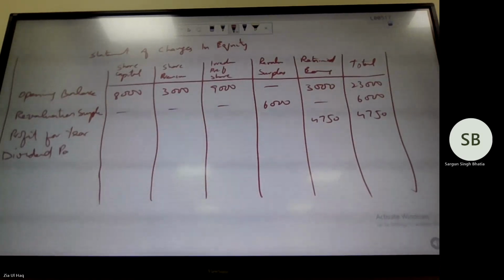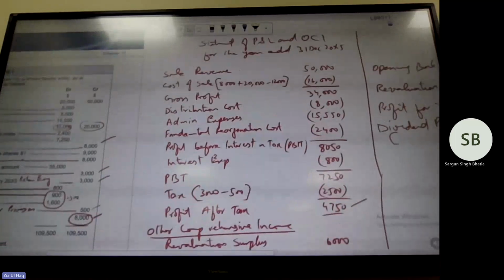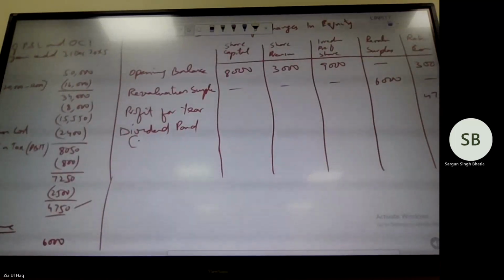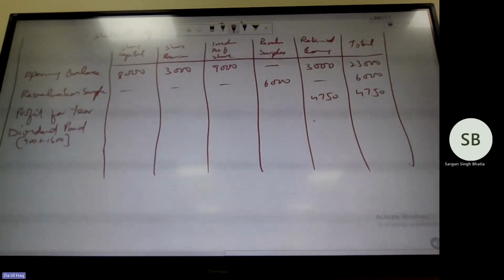Dividend paid, how we have calculated 2,500? 900 plus 1,600. So 2,500 will be deducted from retained earnings.